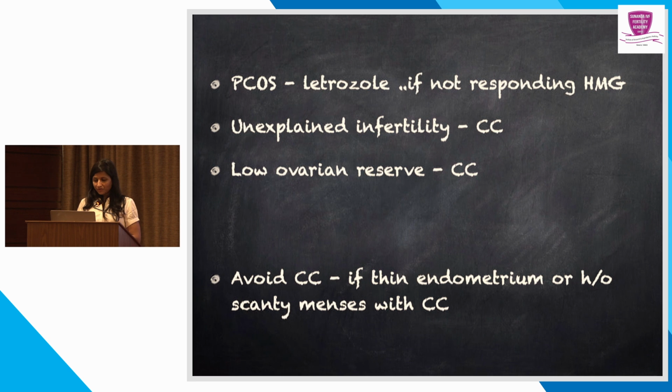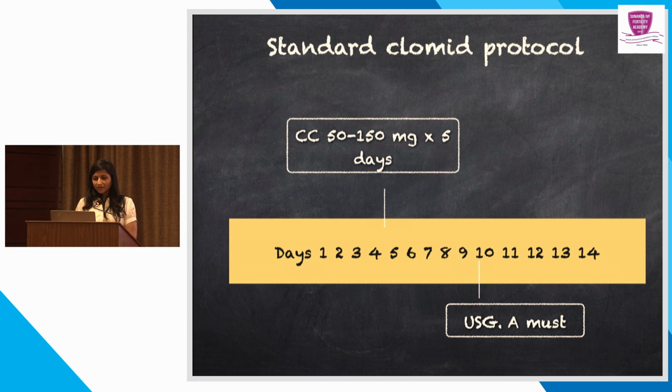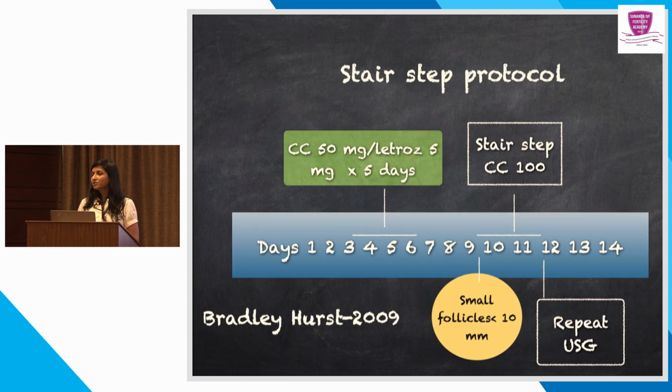Avoid clomiphene citrate if there is a thin endometrium or history of scanty menses. Clomiphene citrate protocol, we know we go by step dose, but the standard dose is we start with 50 milligram for 5 days from day 2 or day 3 of the cycle, and then ultrasonography and the trigger criteria you all are very well aware of.